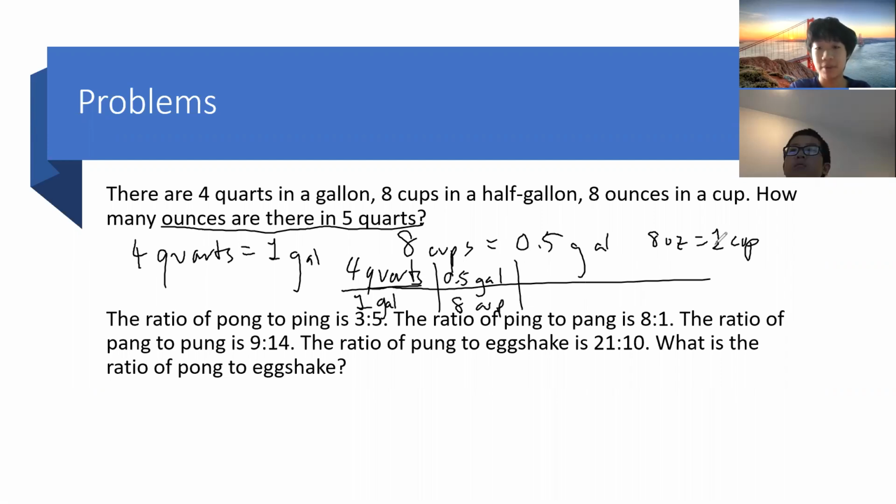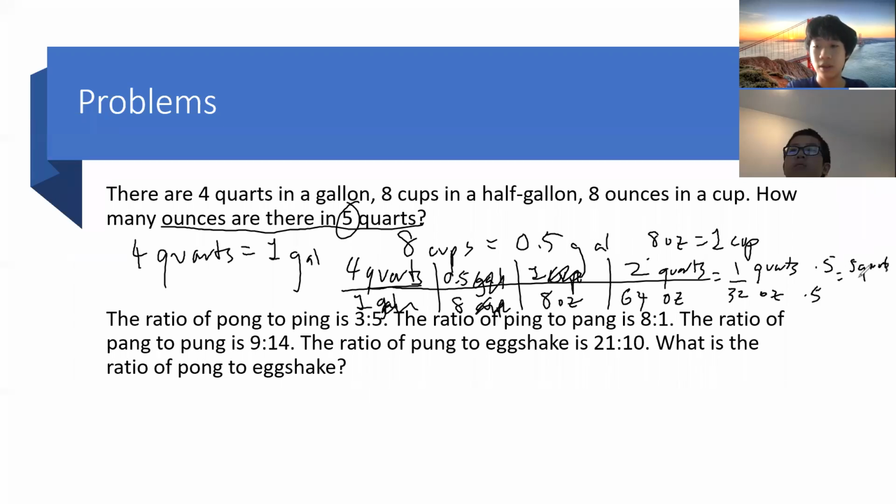Now I want to get rid of cup and put in ounces. So we're going to put 1 cup on the top, 8 ounces on the bottom. Now you can see the words cup and gallon are going to cancel out. All we have left is quarts over ounces. This is going to equal 4 times 0.5, which is 2, over 1 times 8, which is 8. So 2 quarts is 64 ounces, same thing as 1 over 32. Now 5 quarts means that we multiply by 5 on both sides. So we got 5 quarts over 32 times 5, which is 160 ounces.